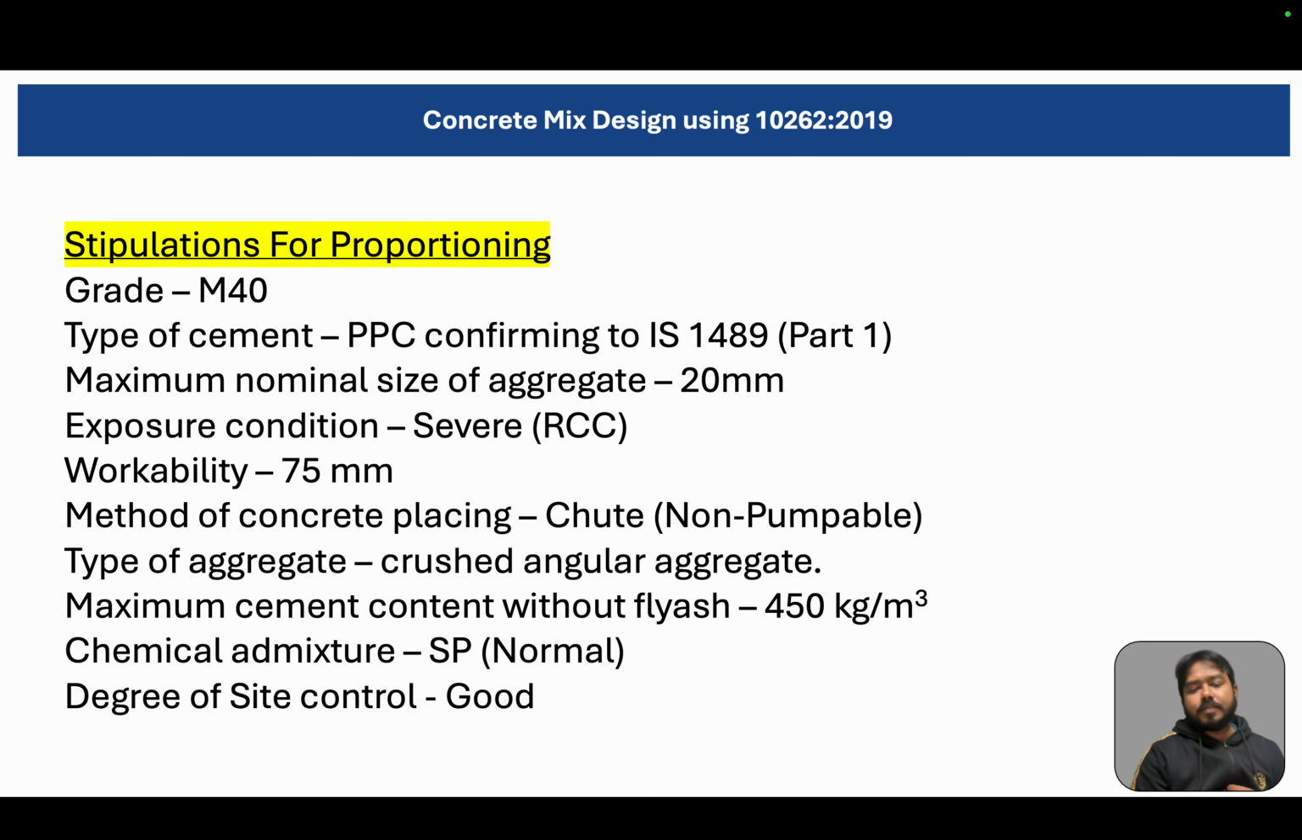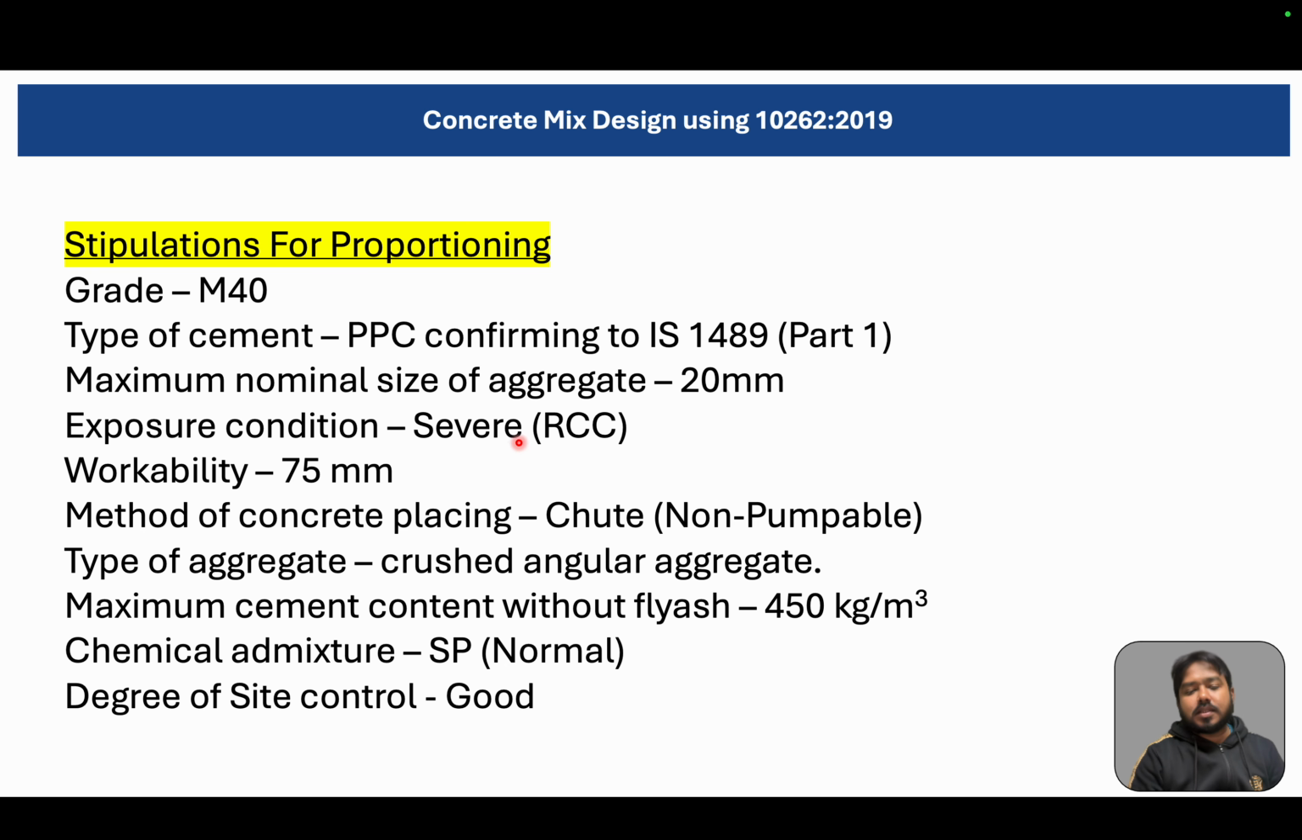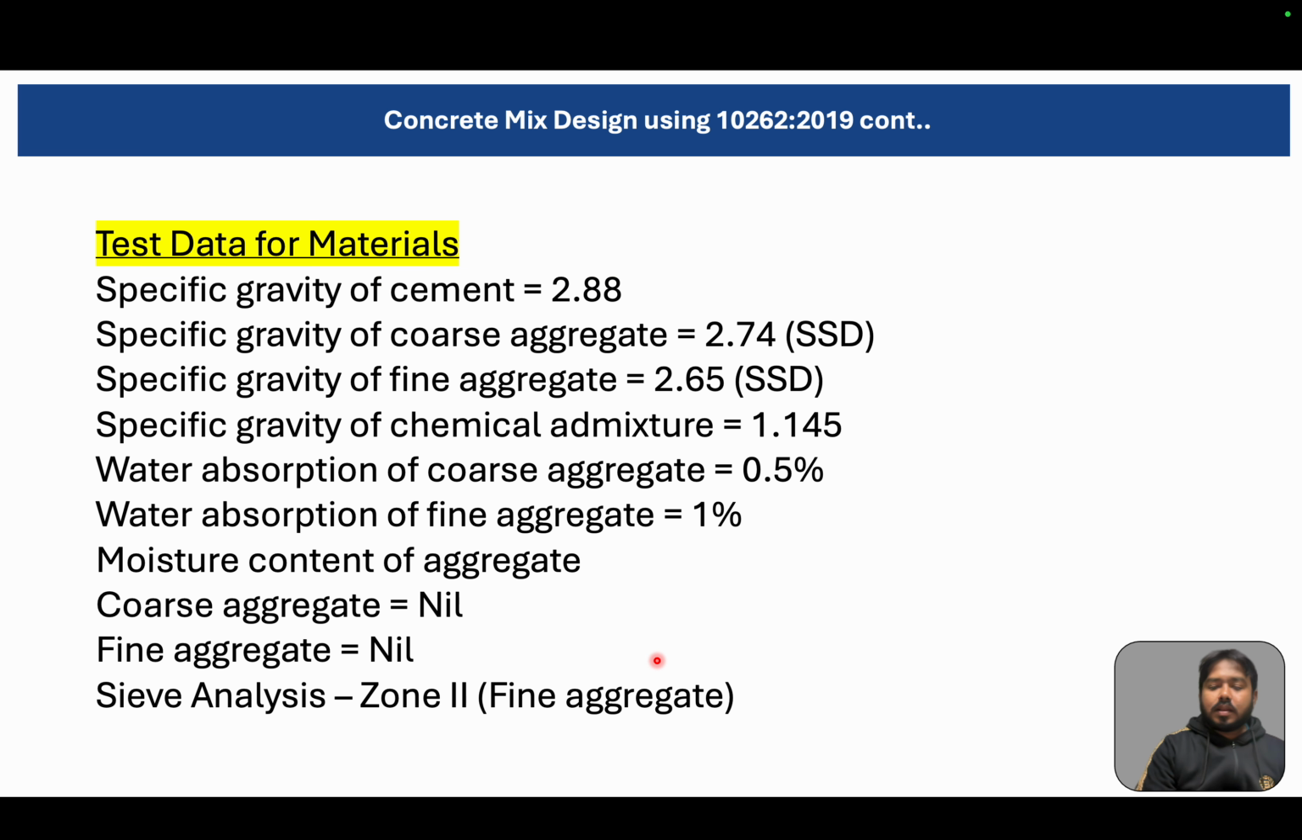Based on that, we have assumed M40 grade of concrete and PPC cement being used. The maximum size of aggregate is 20 mm, the exposure condition is severe RCC, and workability is 75 millimeter. The chemical admixture is superplasticizer. All the specific gravity and water absorption data were given, and moisture content was nil in this particular case. That indicates whether you need to go for the field corrections or not.